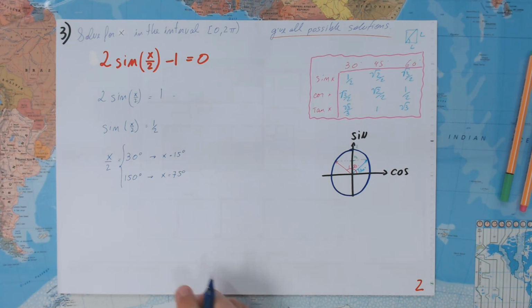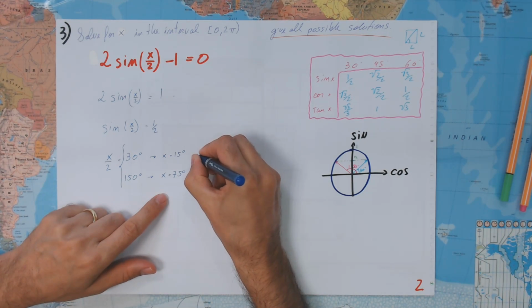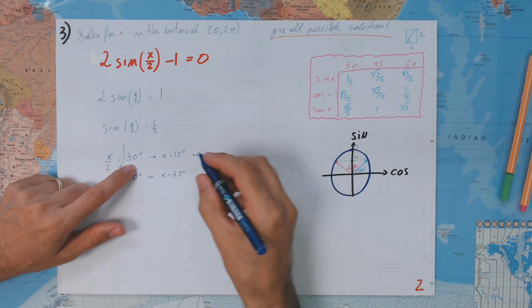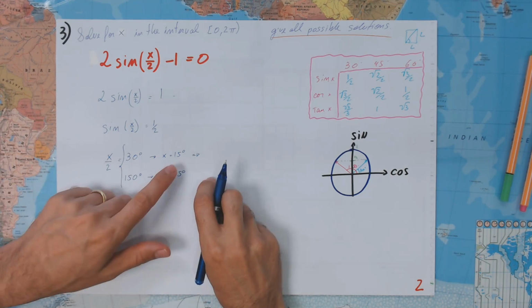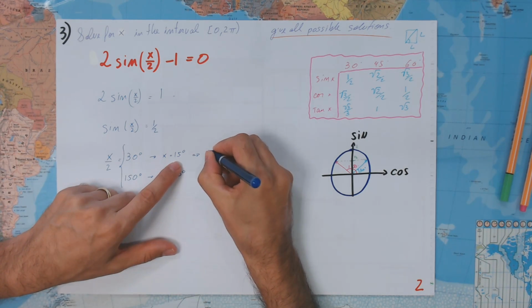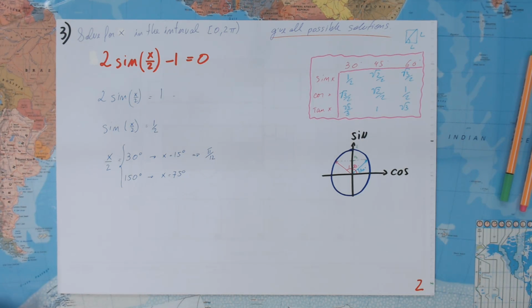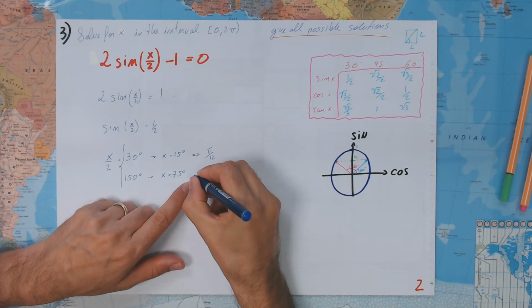Okay, it's x over 2, and now let's just put it in terms of pi. In terms of pi, what's that going to be? Well, 30 degrees is pi over 6. Okay, so 30 is pi over 6. 15 is going to be pi over 12. Is that right?